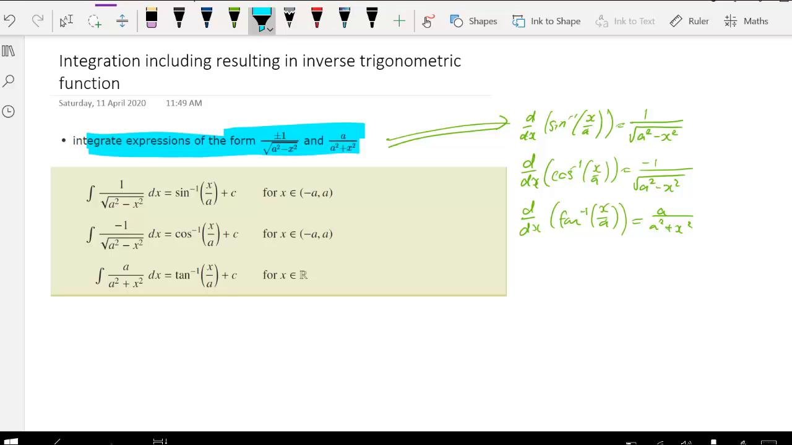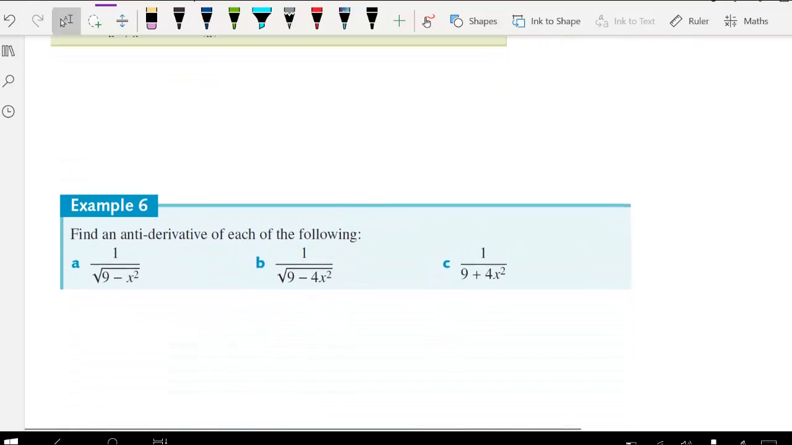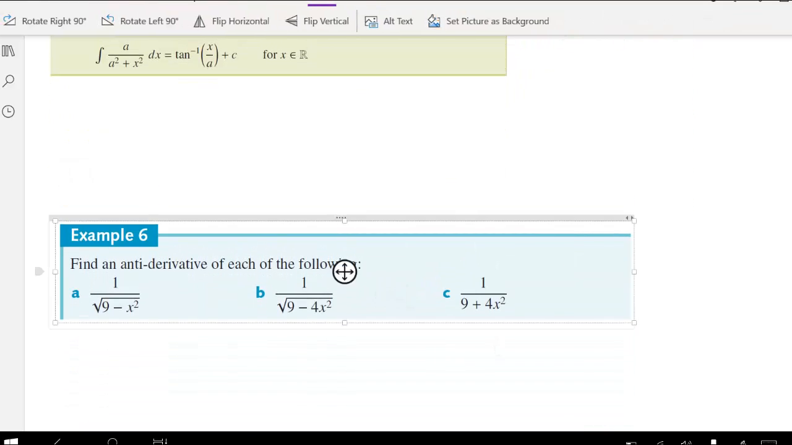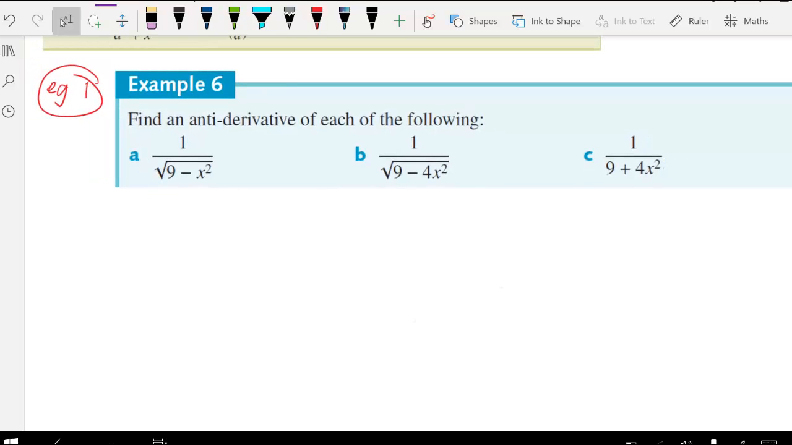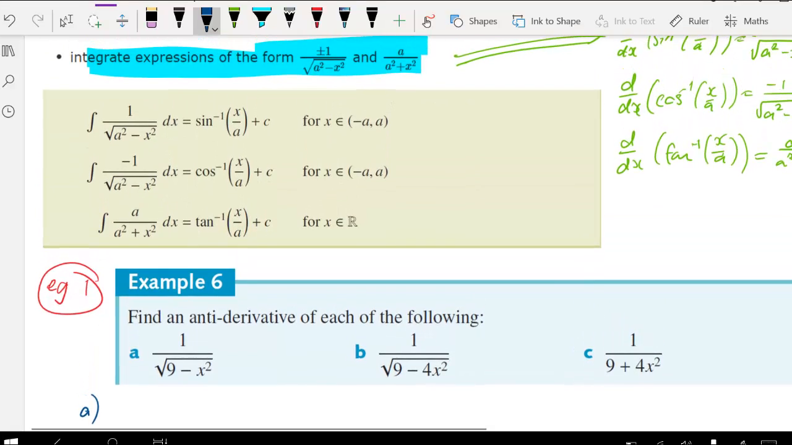So essentially, this is what we need to know. They're also part of the formula sheet, those three integrals. And now we can look at a couple of examples. The whole process with each of these examples will be to put it into a form that we can recognize, determine the values, in this case what a is in each scenario, and then perform the integration with the outcome being an inverse trig function.